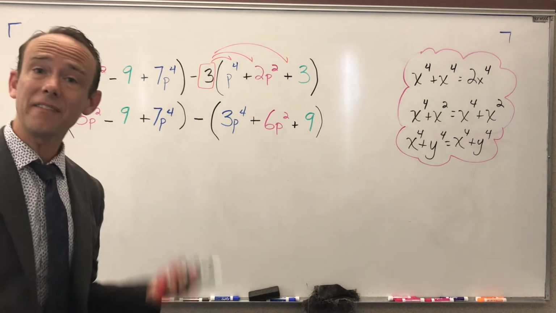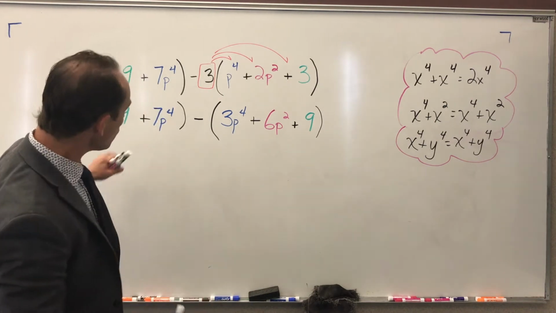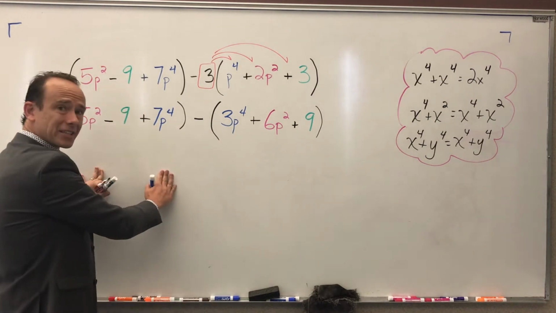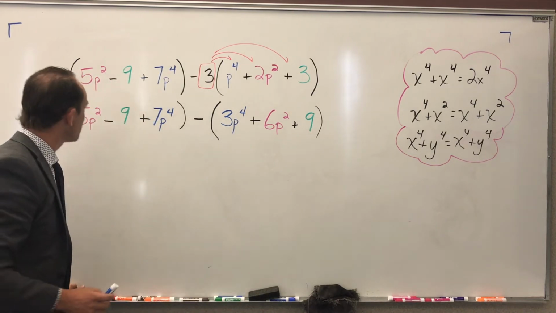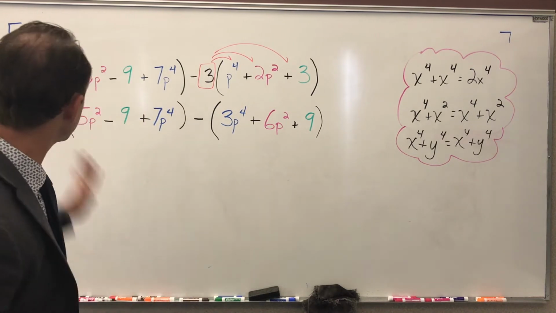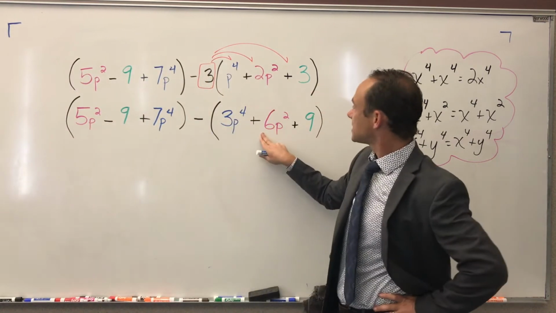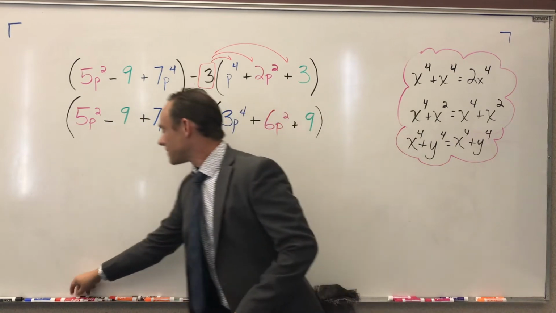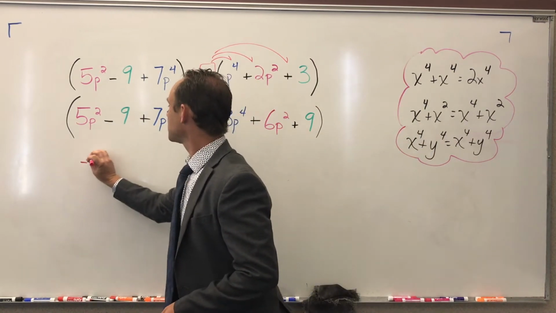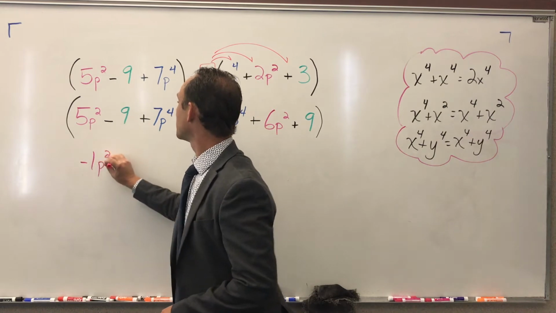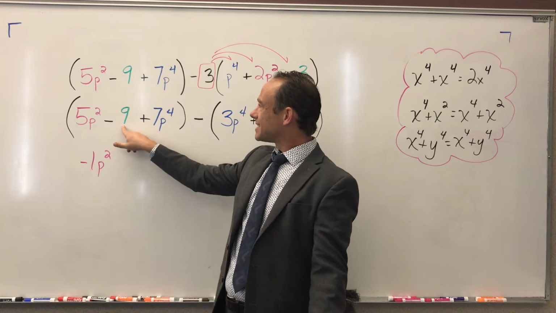Great, so now we have options. You can go right to the answer at this point, or you can put your like terms together. It's going to be up to you what you'd like to do. But we could sit here right now and say, okay, I have 5p squareds, and I'm going to take away 6p squareds. Therefore, I'm going to have -1p squareds.